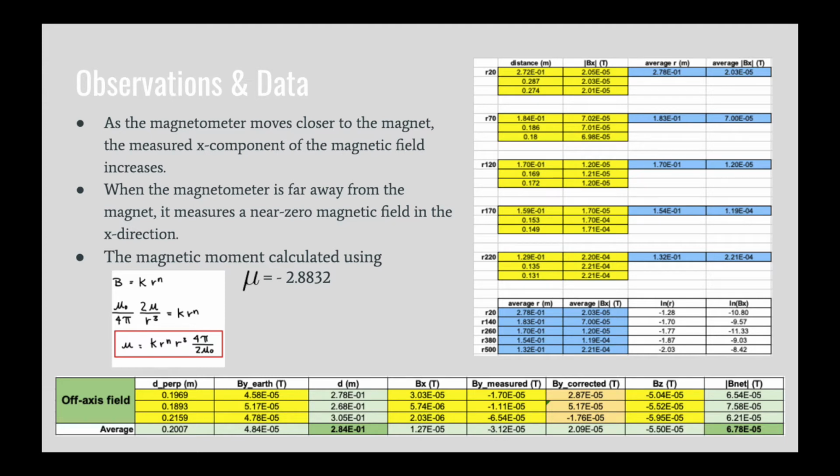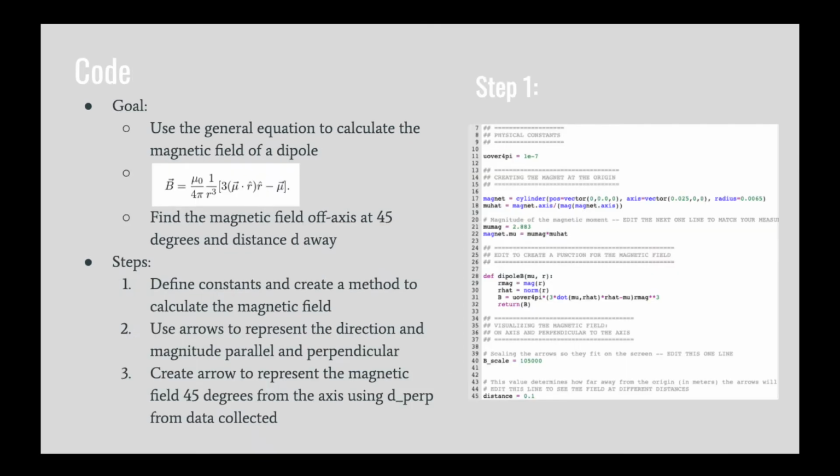Some of the observations made from the experiment include that when the magnetometer was closer to the magnet, we noticed the x component of the magnetic field increase. On the other hand, when the magnetometer is far away from the magnet, it measured a net zero value in the x direction. Then, using the data and the following relationship on the magnetic field, we were able to find the magnitude of the magnetic moment of the bar magnet was around 2.8832.